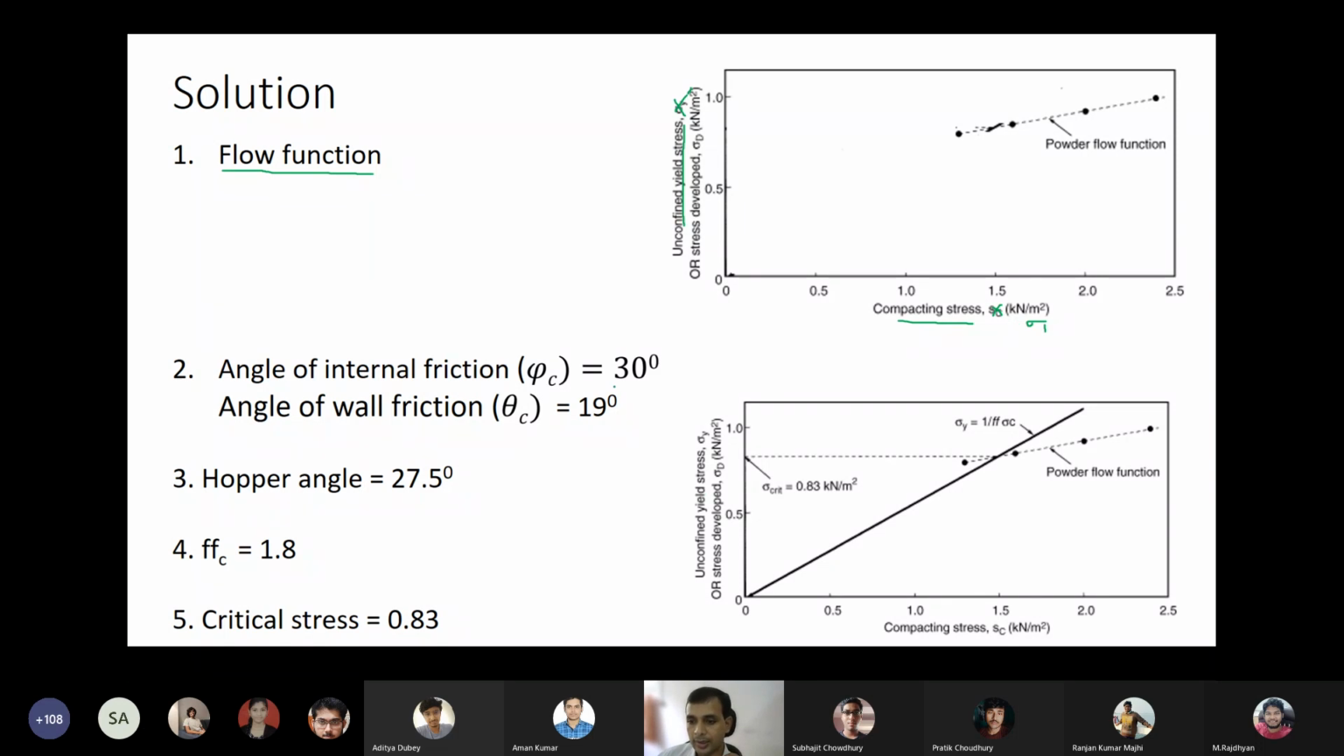So the problem statement gives that the angle of internal friction is 30 degrees and the angle of wall friction is 19 degrees. I think I have again written the notation wrongly here. This is phi x. So phi is 30 degrees and the wall friction angle is given. How can I calculate the hopper angle from this? Can anyone tell me? From these two, how will I be able to calculate the hopper angle?